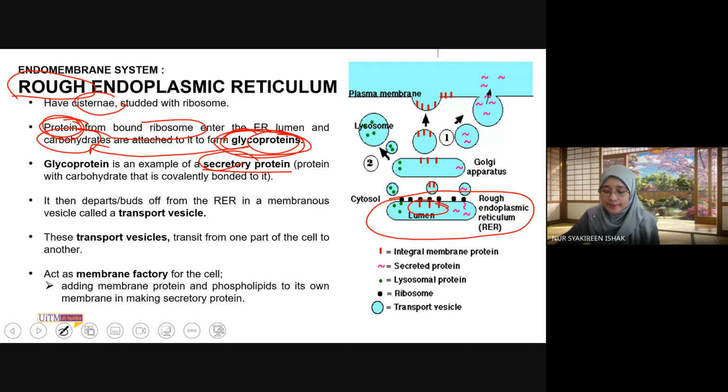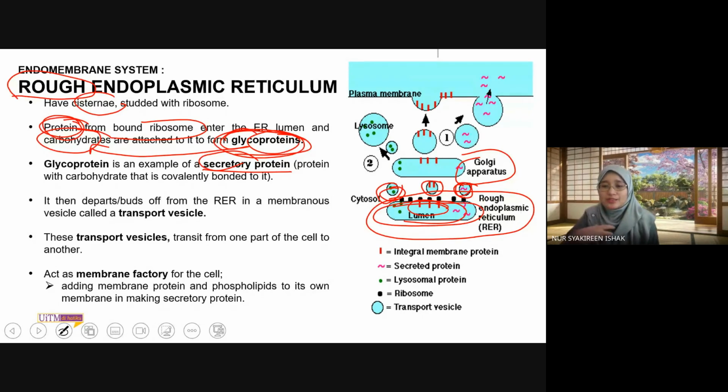Okay, it then departs or buds off from the ER in a membranous vesicle called a transport vesicle. As you can see from this drawing, this is the rough ER. The ribosome synthesizes the protein, and then the protein will be packaged into vesicles. We call these transport vesicles. The function of the transport vesicles is to transport the product of the rough ER. Product is referring to the protein or the glycoprotein. So they transport the product of rough ER, proteins or glycoproteins, towards the Golgi apparatus.